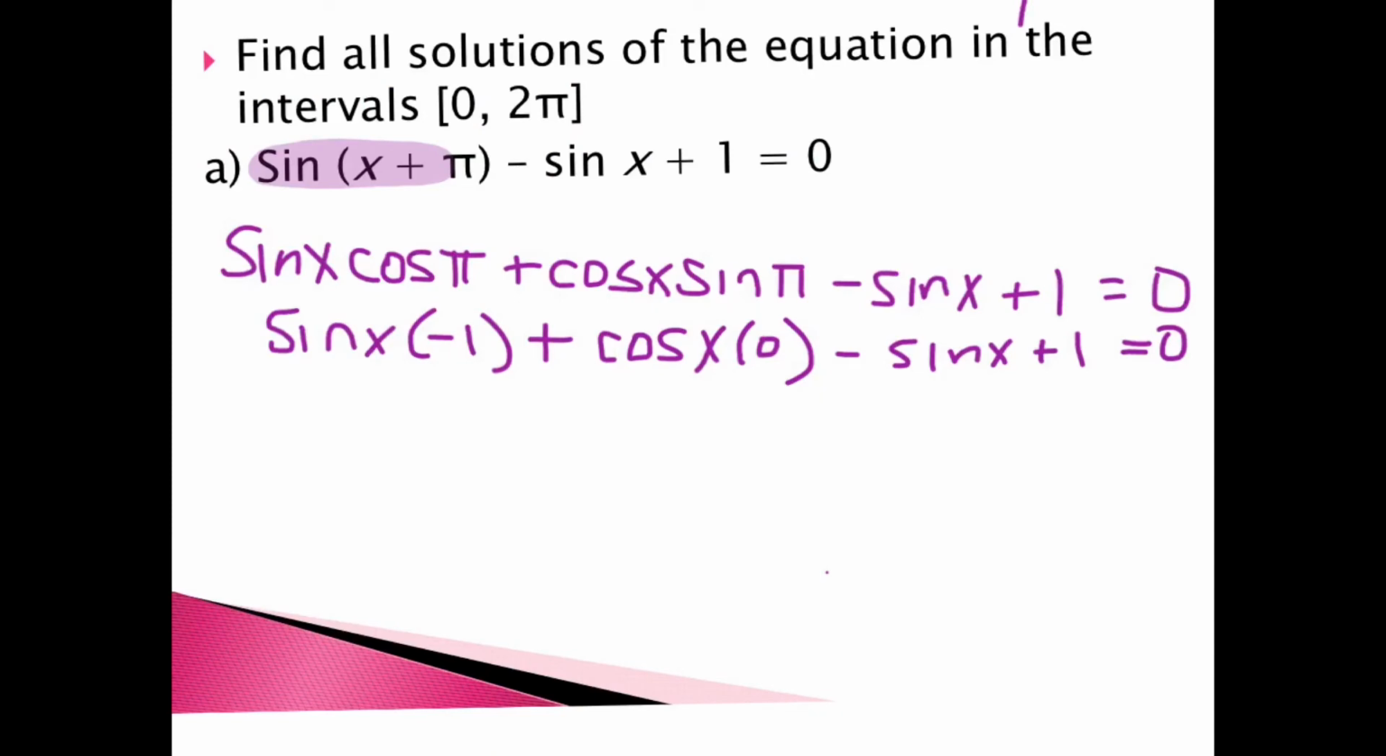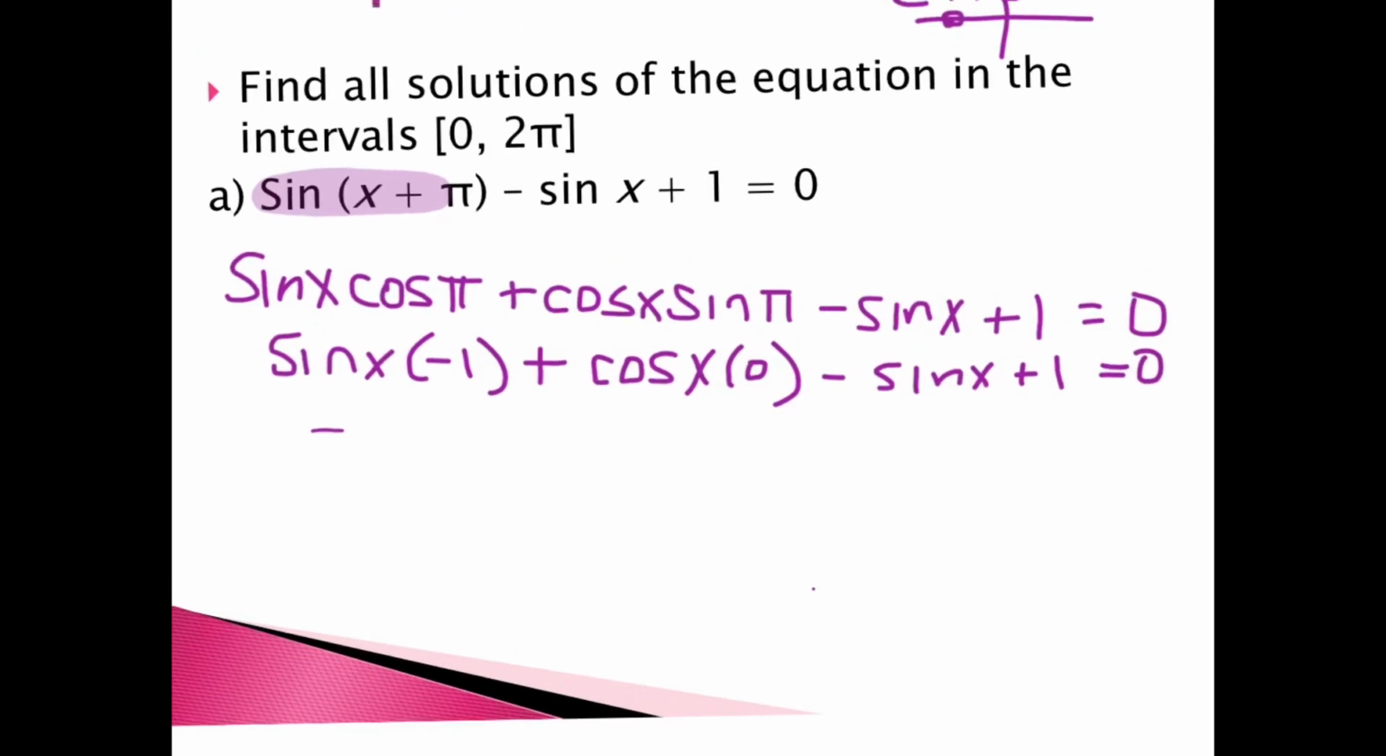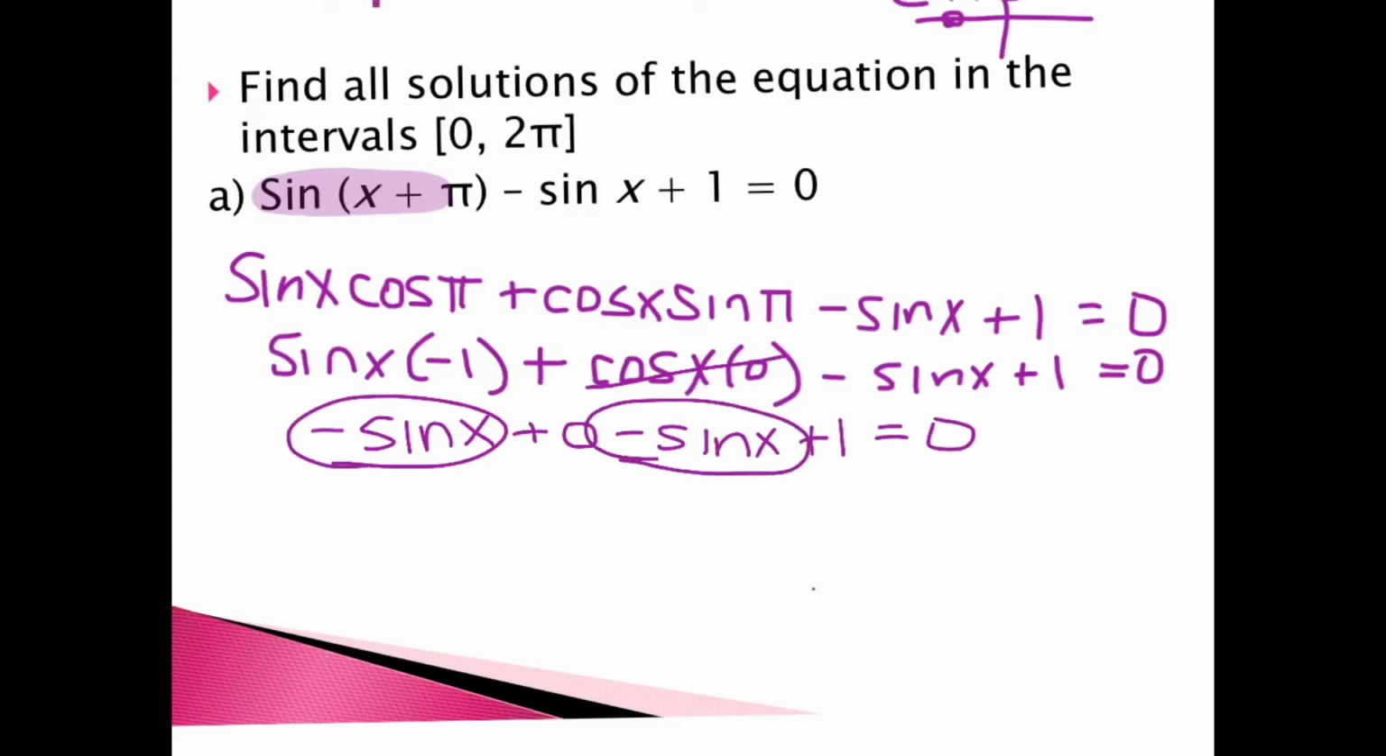The sine of x times -1 is negative sine of x. The cosine of x times 0 is 0. Then negative sine of x plus 1 equals 0. Combine your negative sine of x with your negative sine of x, and you get -2 sine of x plus 1 equals 0. Subtract the 1 and divide by -2.